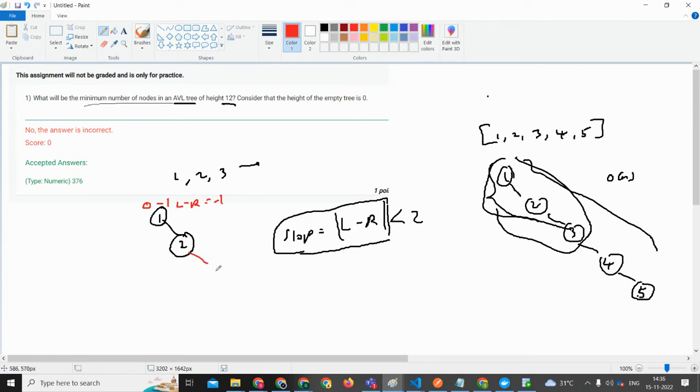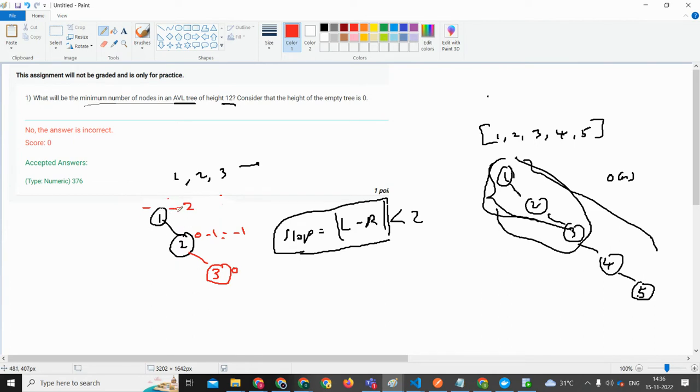So 2 we have, and now we insert 3. 3 has slope 0 because it doesn't have anything on the left and right. For 2, it is left minus right, which is 0 minus 1, minus 1, since it has one level on the right. For 1, it will become what? Minus 2. Very good. So the slope of 1 will become -2.